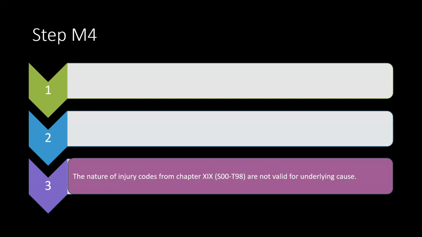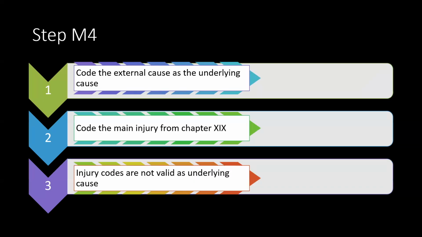And remember, the nature of injury codes from Chapter 19, this means codes S00 to T98, are not valid for underlying cause. Therefore, the points to remember are: code the external cause as the underlying cause, code the main injury from Chapter 19, and don't forget, injury codes are not valid as underlying cause.